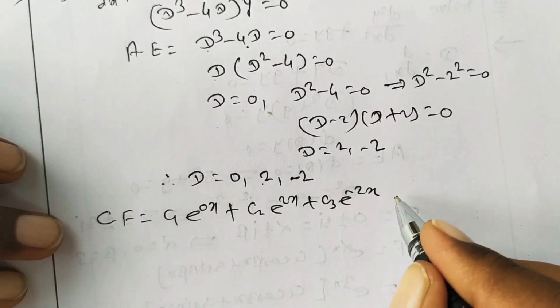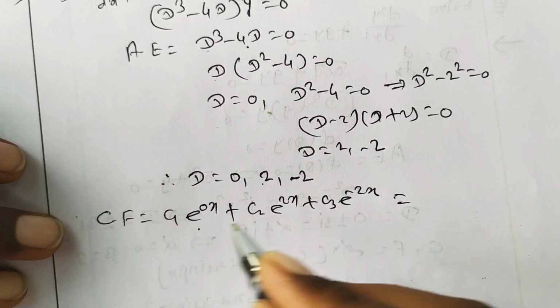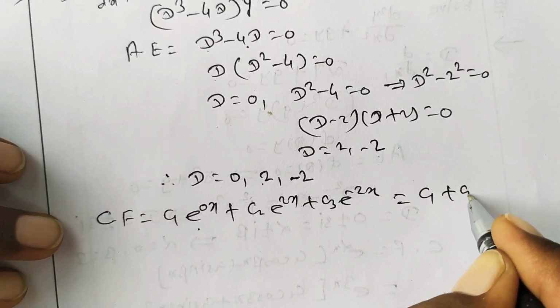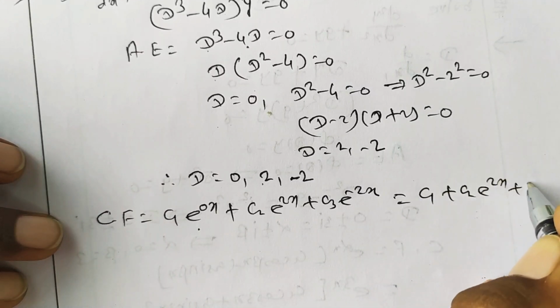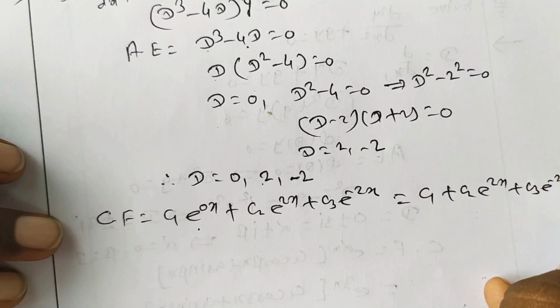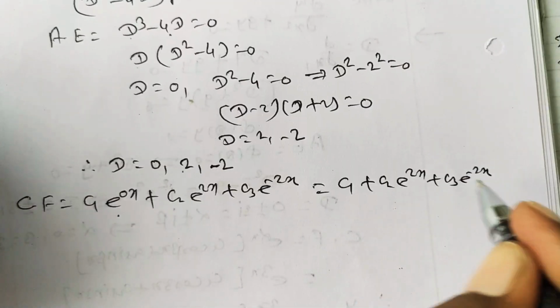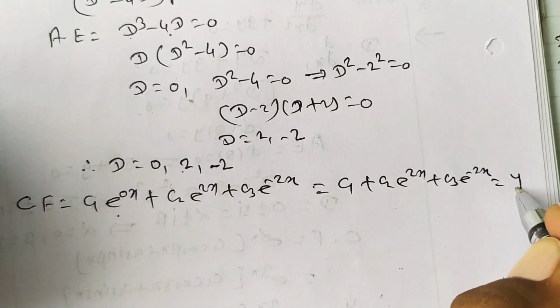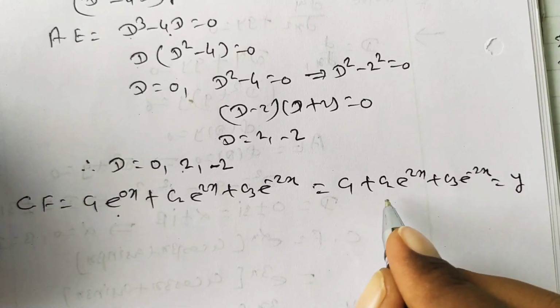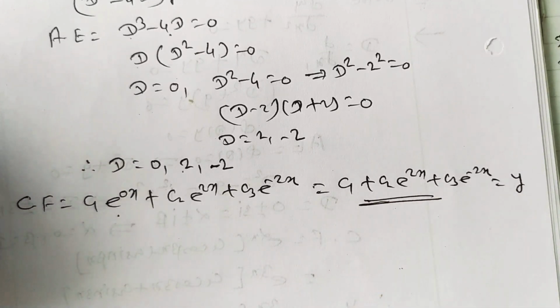So CF is here, e to the power 0 is 1, that is C1 plus C2 e raised to 2x plus C3 e raised to minus 2x, and we know that the solution of the given differential equation is y equal to CF. So y equal to this is the solution.